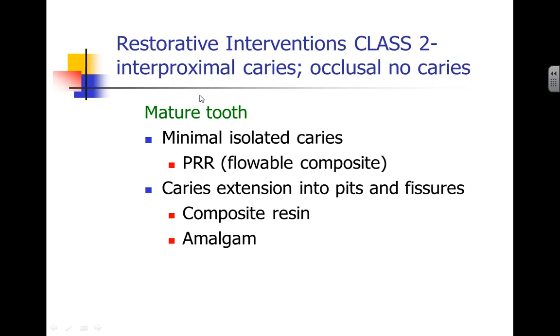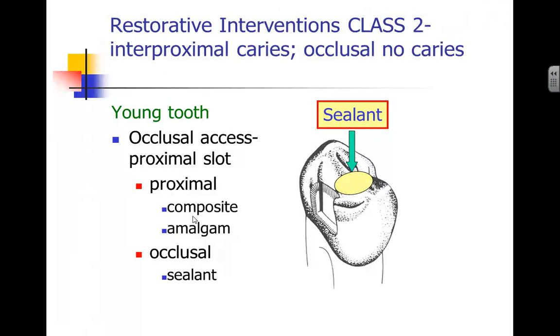For the older patient with a more mature tooth, where we see minimally isolated caries, we may decide to do a PRR, a flowable composite. If the caries extends into the pits and fissures, we'll do our class 2 interproximal preparation with a full conventional preparation with composite resin and amalgam. And so our interventions are based upon presence or absence of caries and the decision whether or not we'll use a sealant, using the same criteria we used for class 1 restorations, class 1 sealants. Our proximal slot preparation where the caries was present with retentive grooves in this proximal slot.